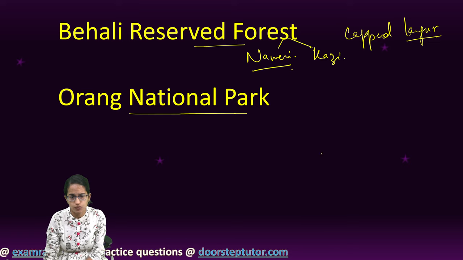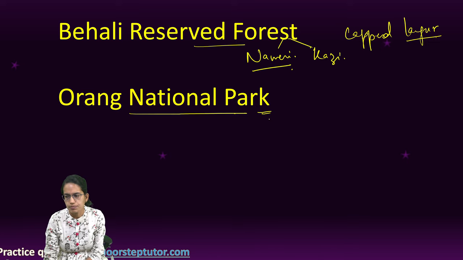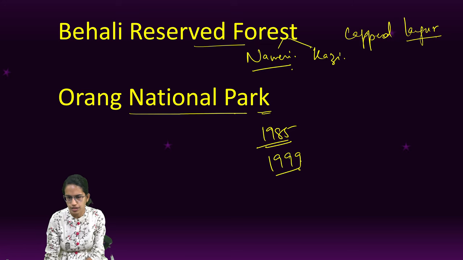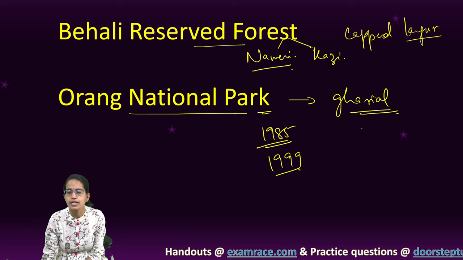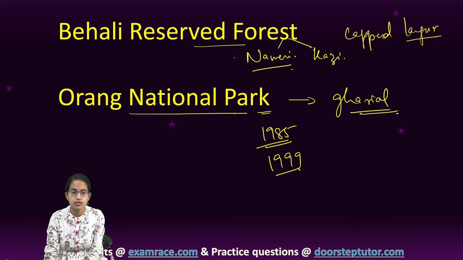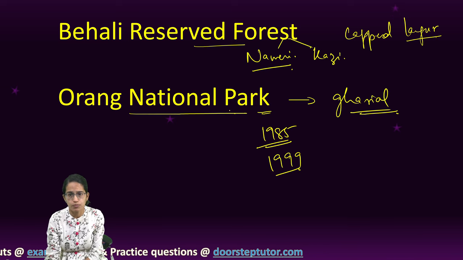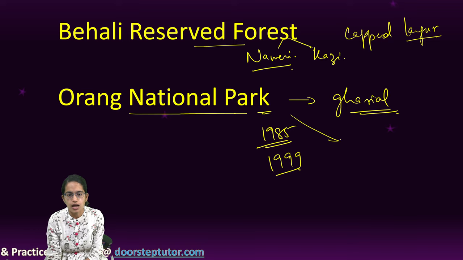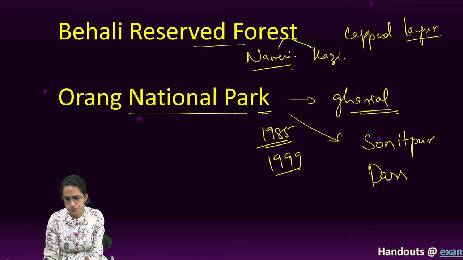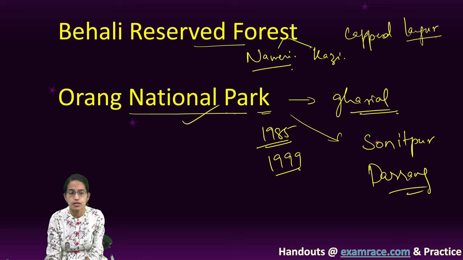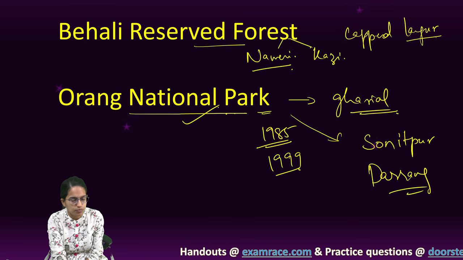the Behali Reserve Forest. The next is Orang National Park. Now in 1985, this was considered a sanctuary. In 1999, this became a national park. This Orang National Park is important because gharial have been reintroduced in this region, and it lies on the north bank of the Brahmaputra River. The districts which are part of the Orang National Park are Sonitpur and Darang.